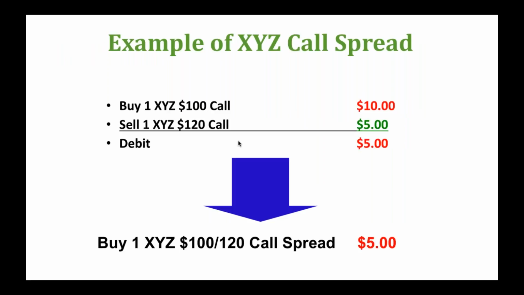An example here, let's say that we're looking at XYZ. So XYZ is a call spread. An example would be buying the lower strike call, selling a higher strike call. In this case, if we bought a 100 and sold a 120. This is what we call the 100-120 call spread. Now, let's say the 100 call costs 10 and the 120 call costs 5. I would be paying 10 for the 100 call, and I would be selling the 120 call for 5, so my net difference would be a debit of $5, right?